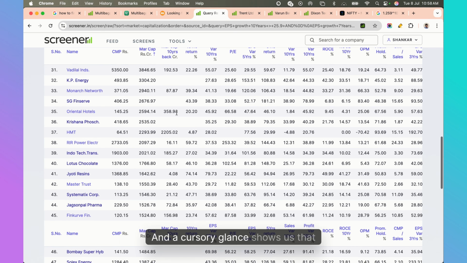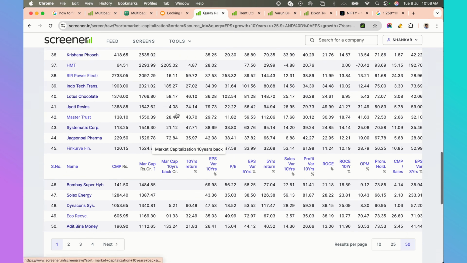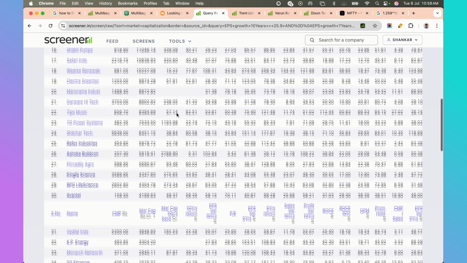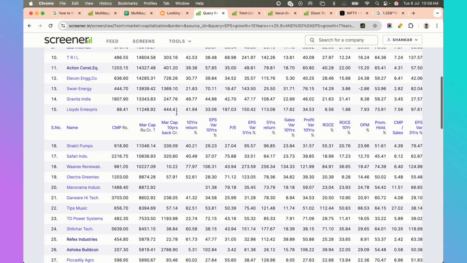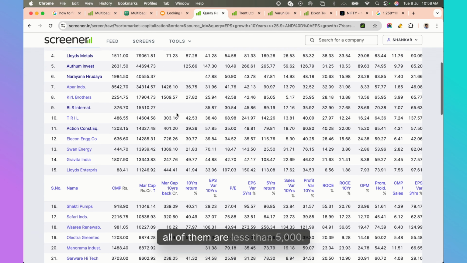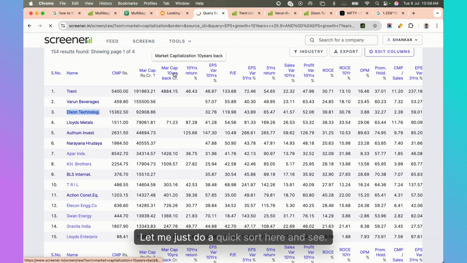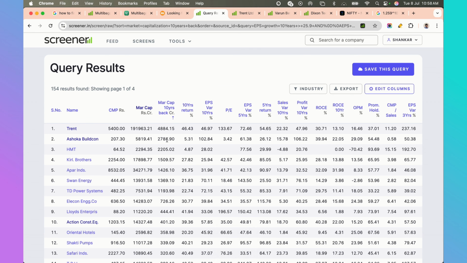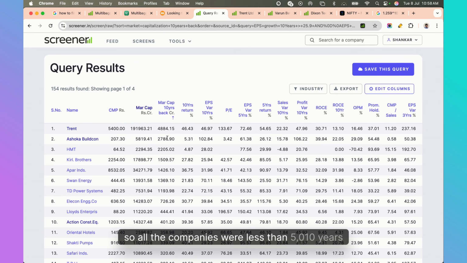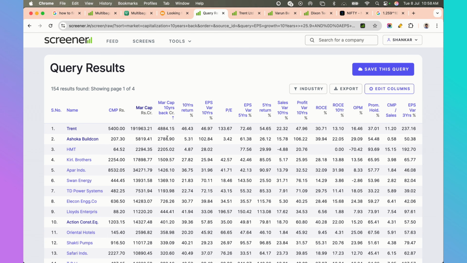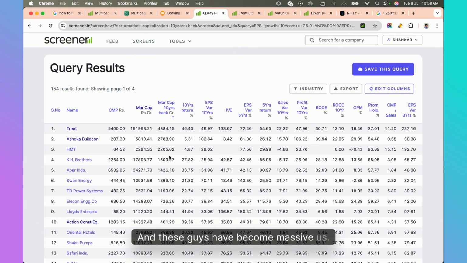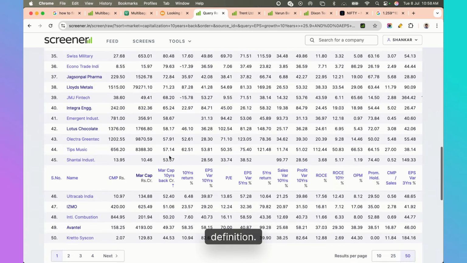A cursory glance shows us that most of these companies were very, very small players. I think all of them are less than 5,000. Let me just do a quick sort here and see. Yes, so all the companies were less than 5,000 10 years back, and these guys have become massive. So let's go with that definition.